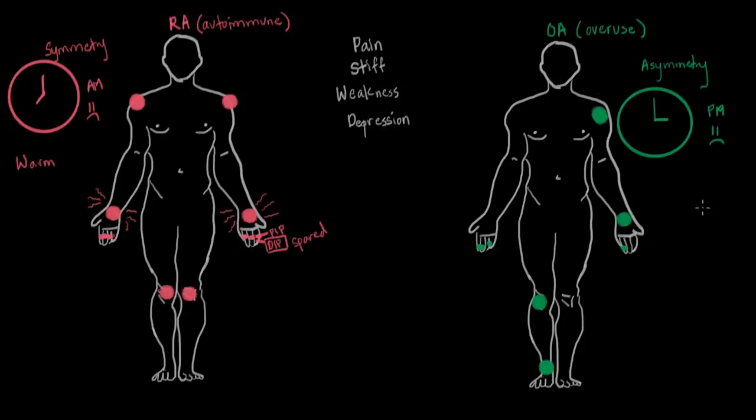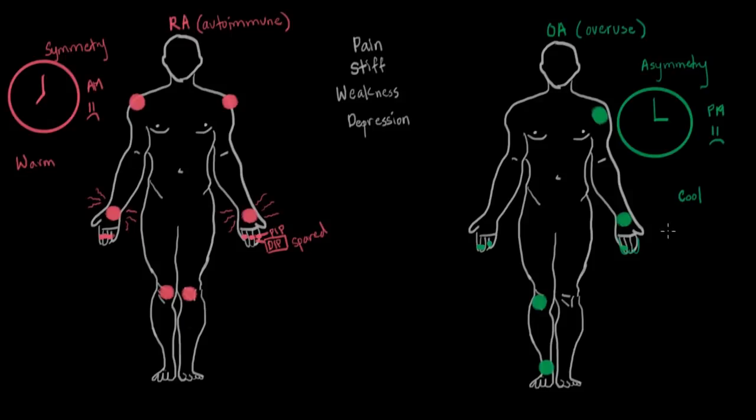And on the OA side, we're going to have some enlargement. Maybe the shape of the fingers change, and you can see the big, painful, tortuous knuckles. But it's usually not going to be warm to the touch, so this side is going to be cooler. Speaking of shape, RA definitely changes the shape of the joints, dramatically so. So on this side, it's going to be more of a twisting, different shape of the joint, and in OA, it's going to be more of an enlargement.